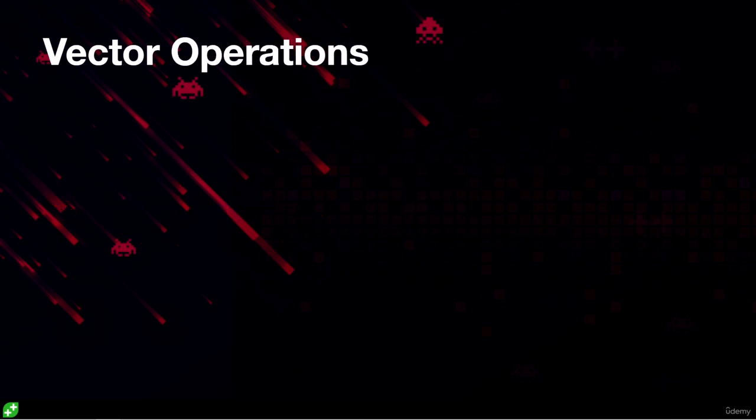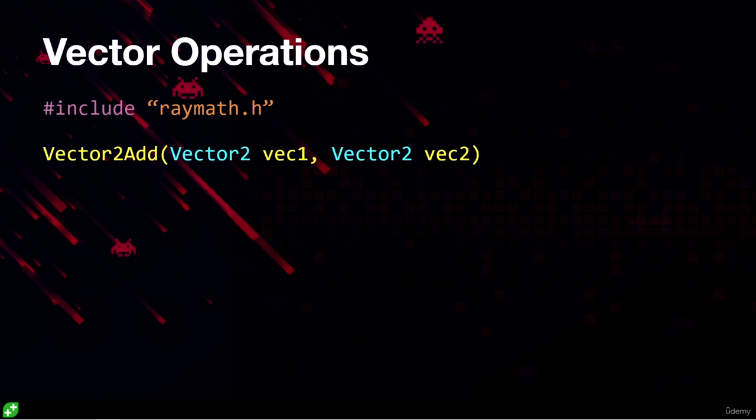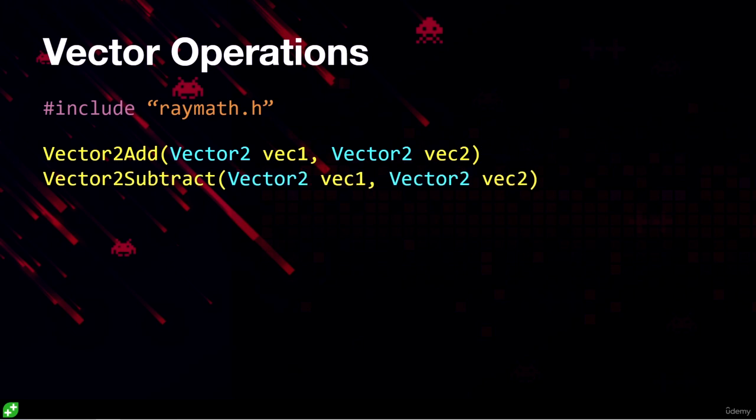There are many different vector operations, and Raylib contains a math library called Raymath, and you can use it by including the header raymath.h. Some functions in this library include Vector2Add, which takes two vectors, adds them together, and returns a vector that is the result. Likewise, there's Vector2Subtract, which takes two vectors and returns the first vector minus the second.